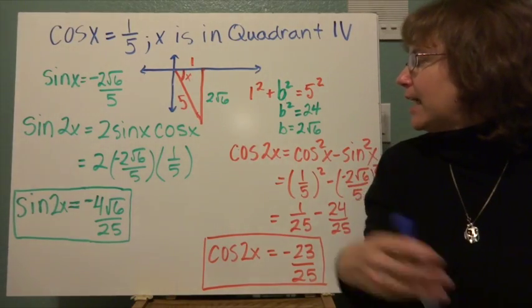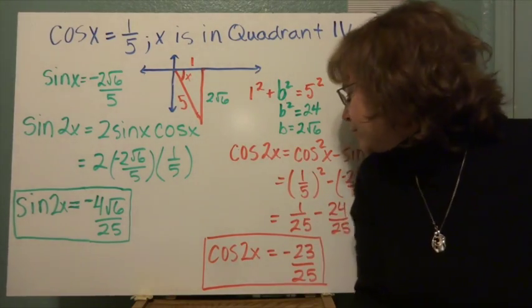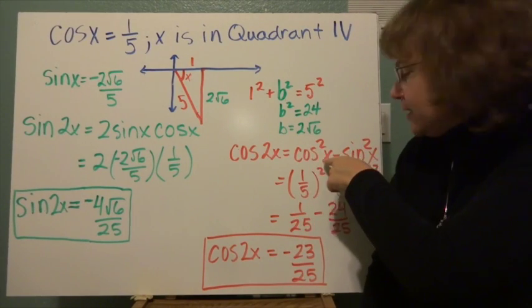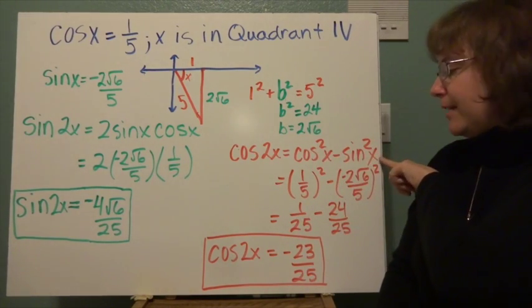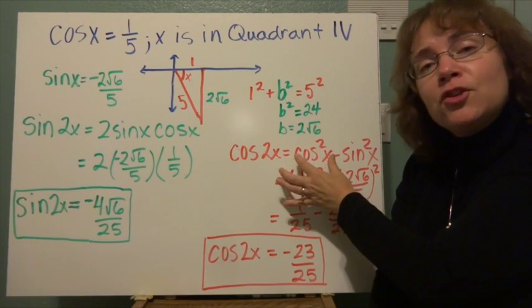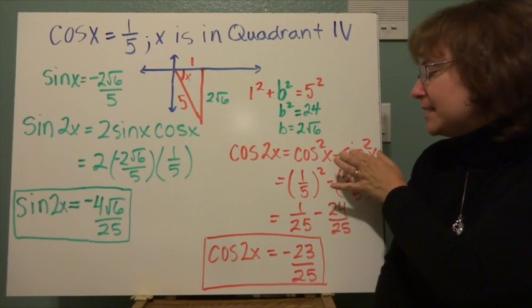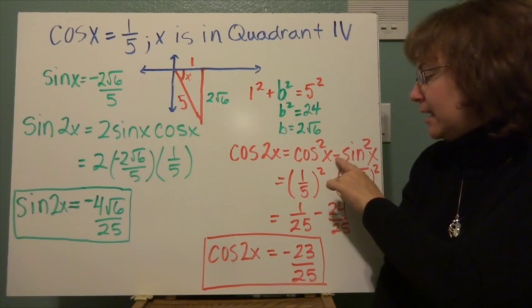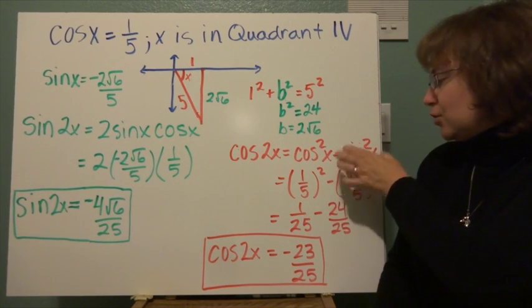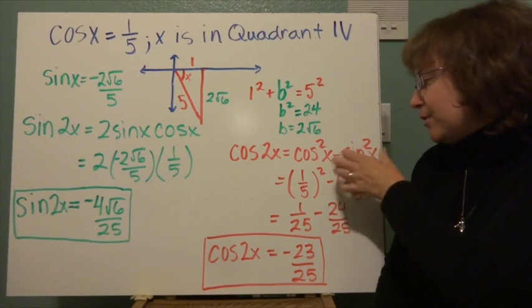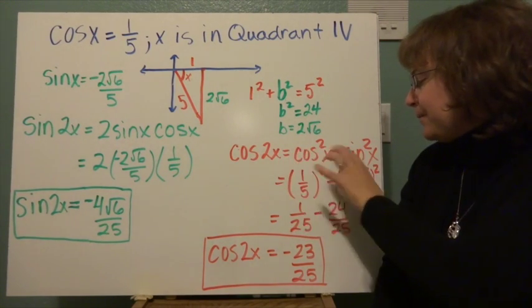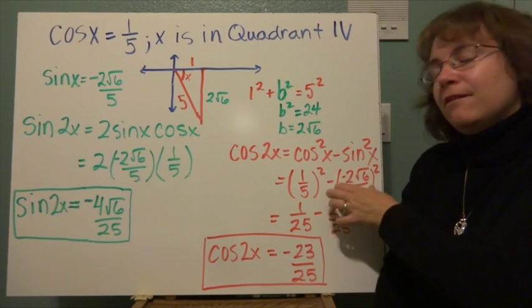Now let's take a look at cosine of 2x. So cosine of 2x is equal to cosine squared minus sine squared of x. Then I just substitute my values in here. Notice that these squared values are always going to be positive, but it is possible to get a negative value since I'm subtracting. So if my sine squared value is greater than my cosine squared value, I'm going to get a negative value.